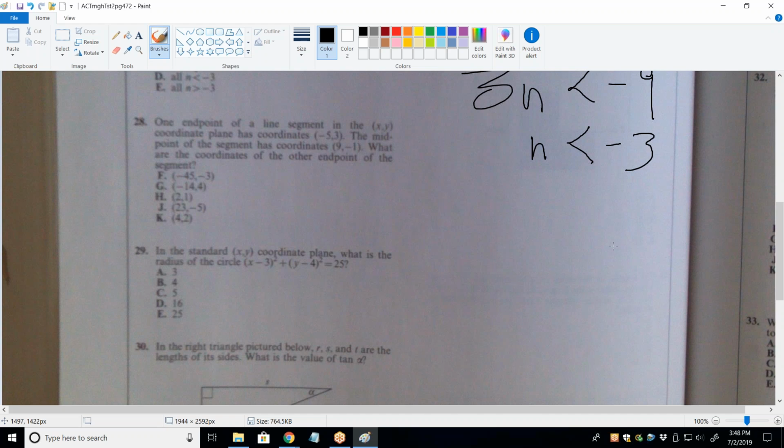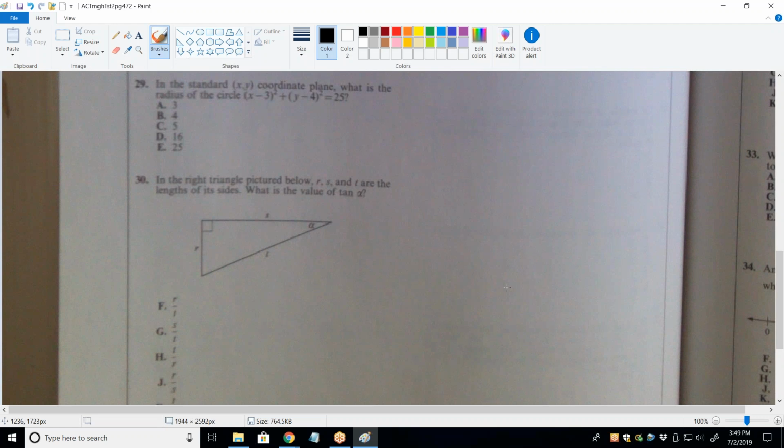28. Now, you can draw a graph on this one, but it's not really needed if you are used to working with these kinds of problems. What's the next part? It is J. Okay. So the X coordinate is 23, and that's all we actually need. That's right. That's a pretty common question. You're going to certainly get that, I would think, on the test, where they give you one endpoint and the midpoint.